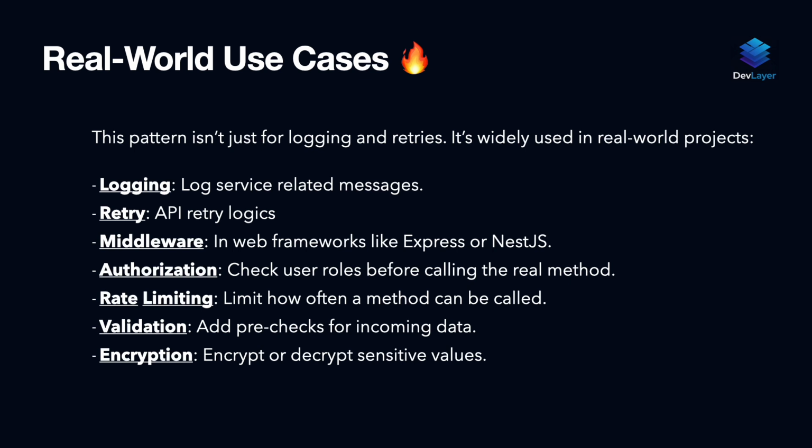Rate limiting is another good one. Say you want to stop a user from hitting your API too frequently. You can just wrap the endpoint with a rate limiter. It keeps your actual logic clean while still protecting your app.